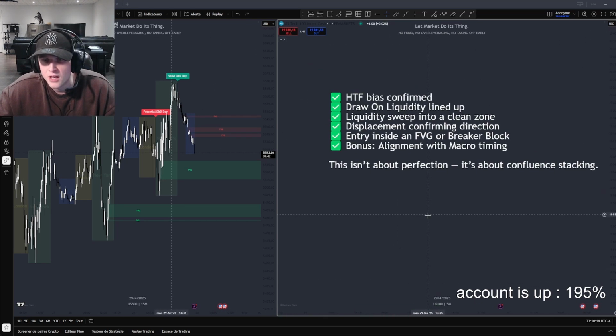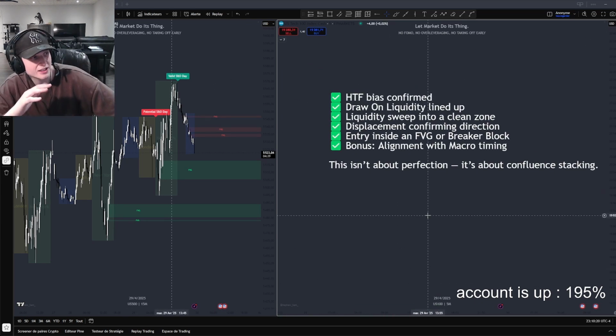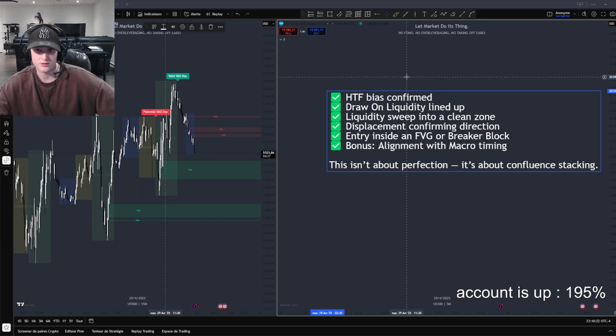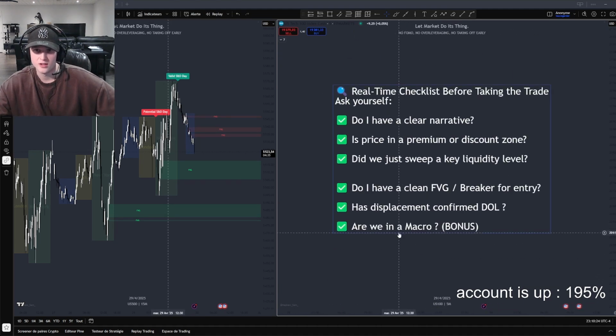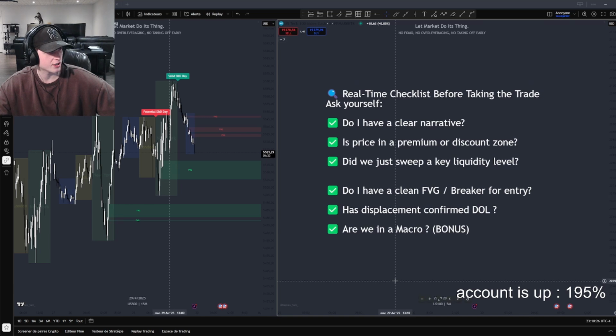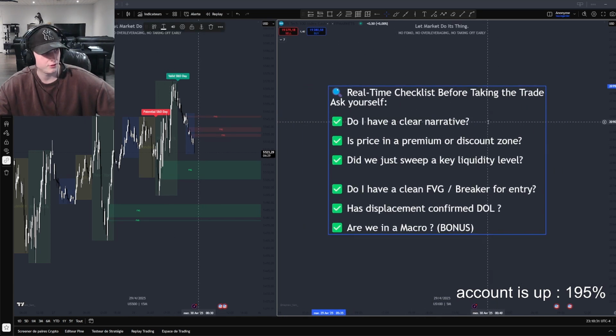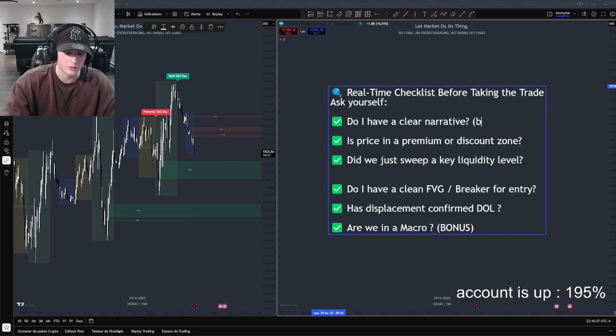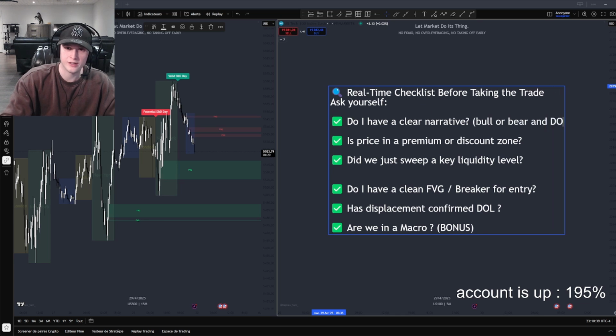So now I'm going to give you guys a checklist that I wrote as well. The checklist is right here. You guys can screenshot this, you can write this, you can do whatever you want, okay? Do you have a clear narrative? Do you know if you're bullish or bearish, and do you know your draw liquidity? So it's bull or bear, and DOL.